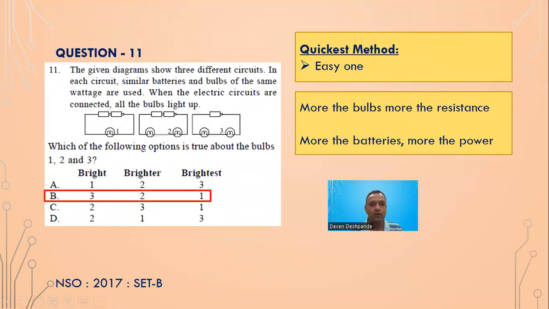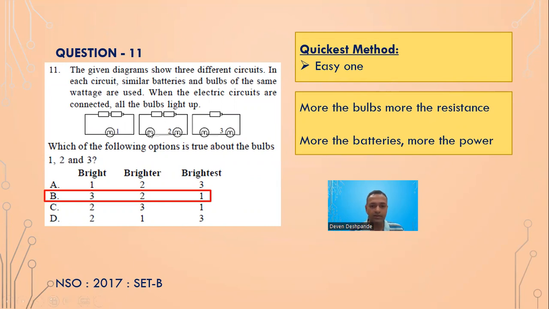Okay, next one. The given diagrams show 3 different circuits. In each circuit, similar batteries and bulbs of the same wattage are used. When the electric circuits are connected, all the bulbs light up. Which of the following options is true about the bulbs 1, 2, and 3?